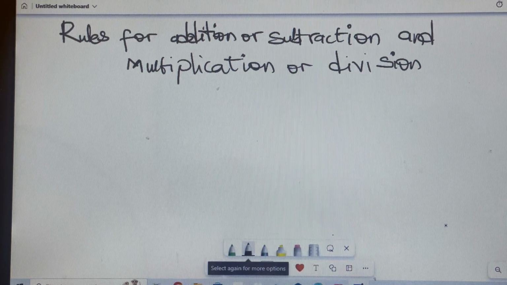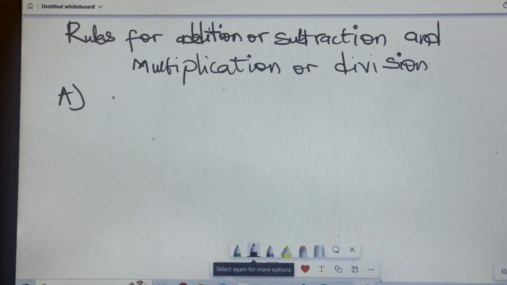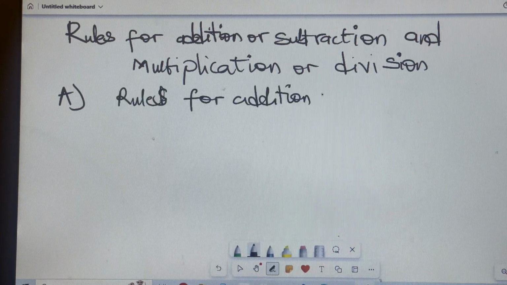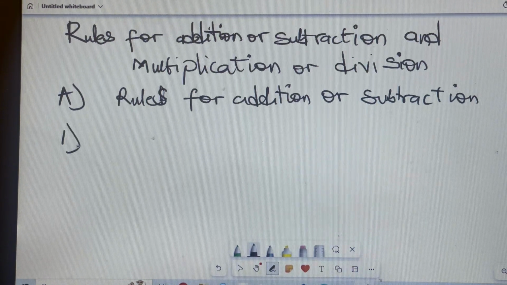In today's lesson, we're gonna discuss the rules for addition or subtraction and multiplication or division. So first of all, we'll talk about addition or subtraction rules. Rule number 1: if the signs of two numbers are the same, you add the numbers and keep the sign.